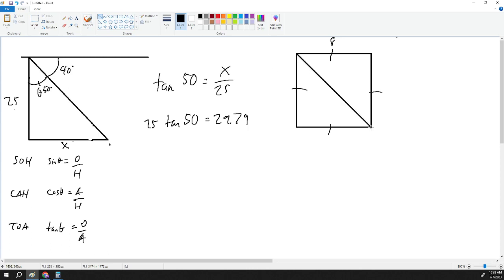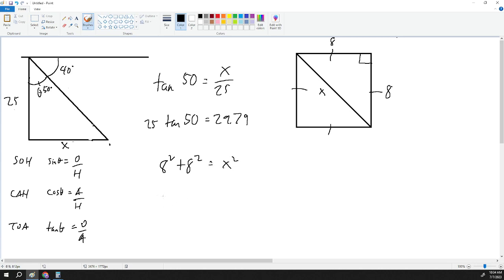So what is this AC? We have our right triangle here. We could use the Pythagorean theorem here. So we have one side 8. This is 8 as well. One is our hypotenuse. So 8 squared plus 8 squared is equal to x squared.